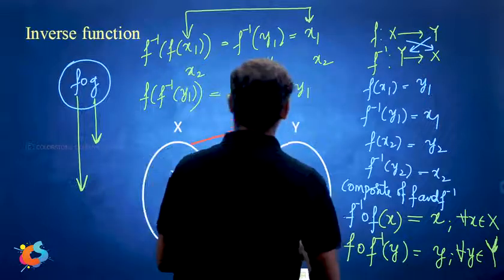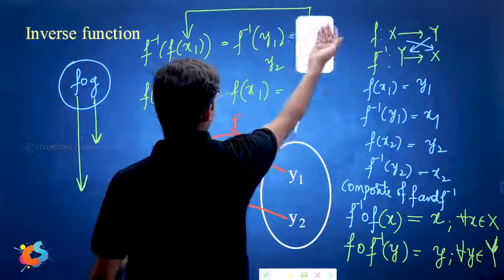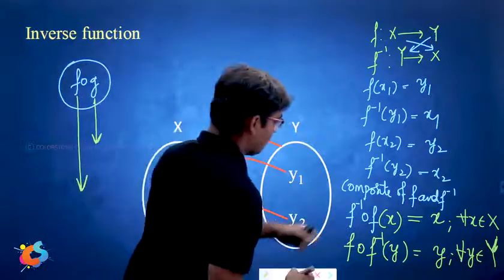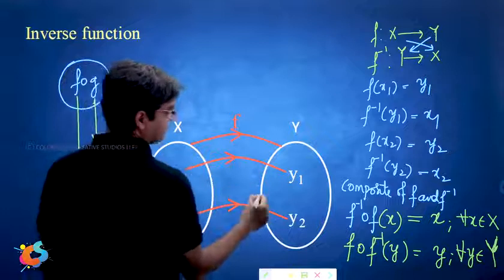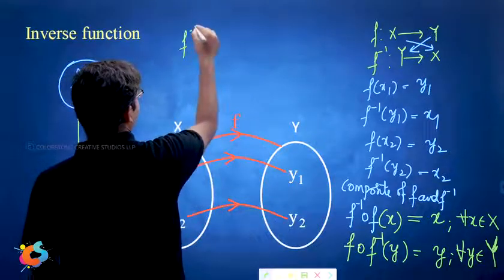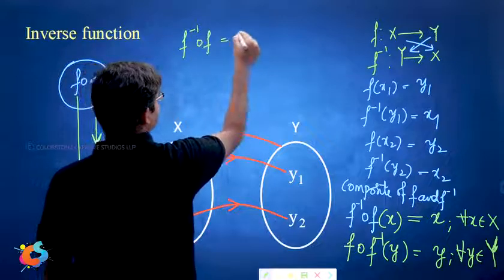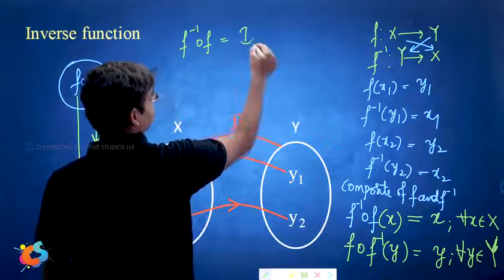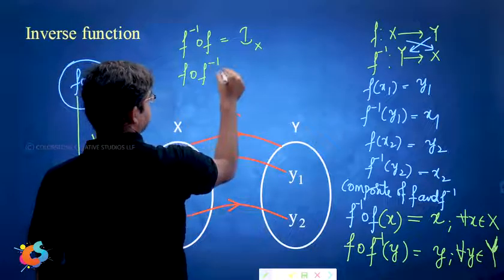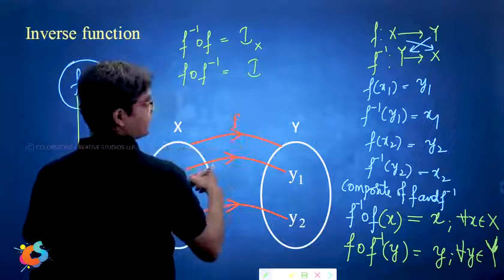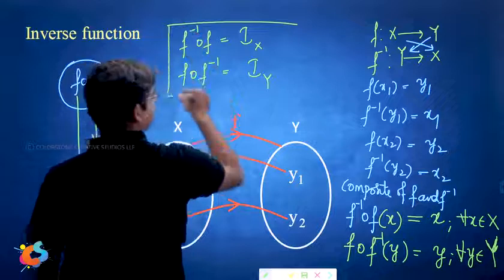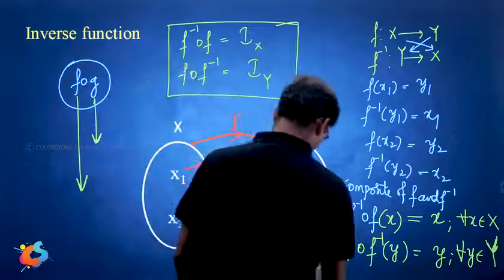So the same thing we can write like this also. So this was the proof of the composite of f and f inverse to be identity function. So after this, we can write that f inverse circle f is an identity function in the domain of f, and that is x. And f circle f inverse is an identity function in the domain of f inverse, and that will be y. Okay. So these are the important points.